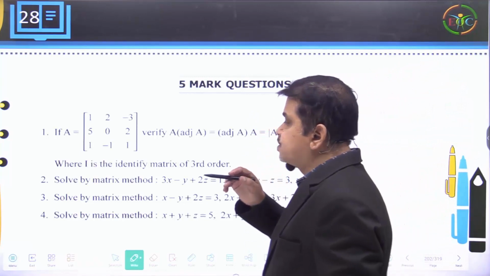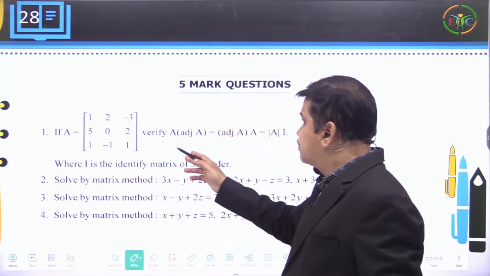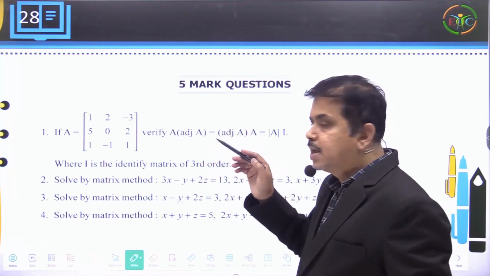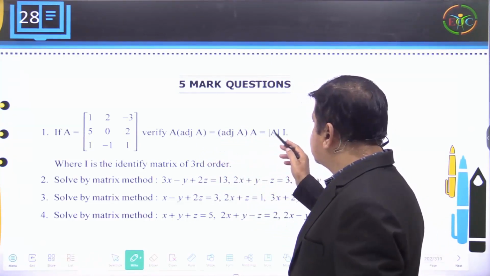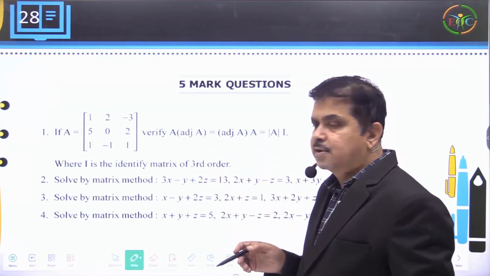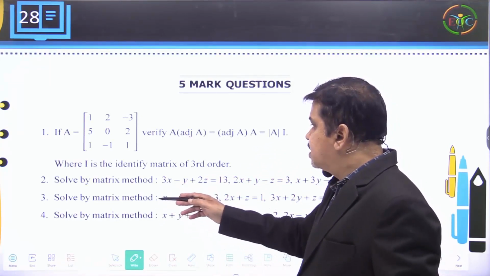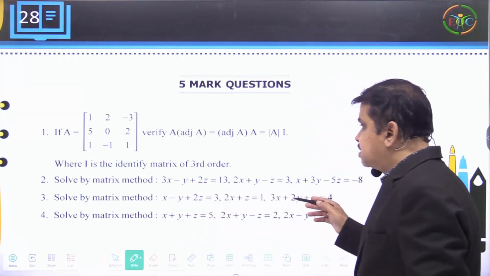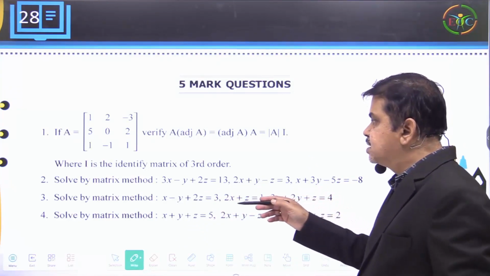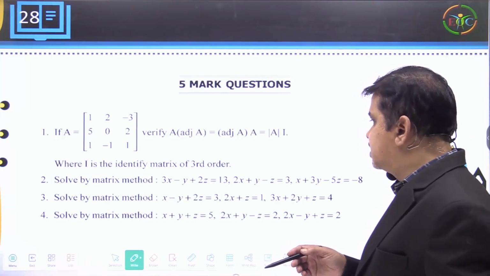In the 5 marks question category, if A is equal to the matrix as shown, verify that A into adjoint A is equal to adjoint A into A, and that is equal to determinant of A into I, where I is the identity matrix of the third order. And questions 2, 3 and 4 we have to solve by the matrix method. Given the equations in questions 2, 3 and 4, we have to solve them using the matrix method, that is, find the values of x, y and z.